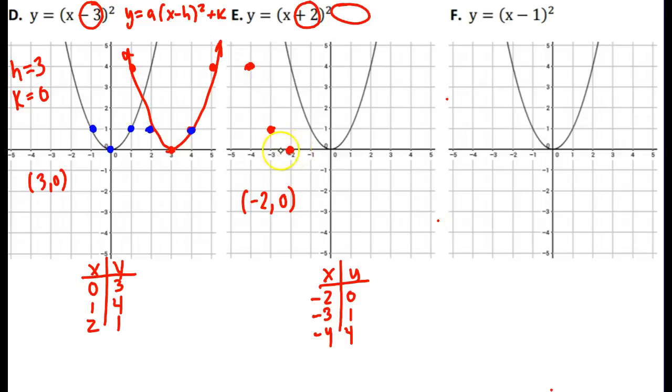And then it's symmetric, so left 1, up 1. Let's go right 1, up 1. Left 2, up 4. Right 2, up 4. So this is what my graph looks like. So this graph is shifted 2 units to the left. Okay, so if you've been following along, if it was +2, we shifted 2 to the left. If it was -3, we shifted 3 to the right. Since this is -1, that looks kind of like this problem here. So this one's actually going to be shifted to the right 1 unit.